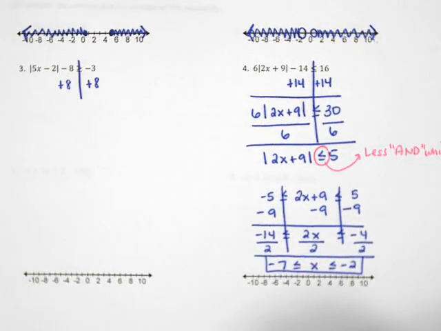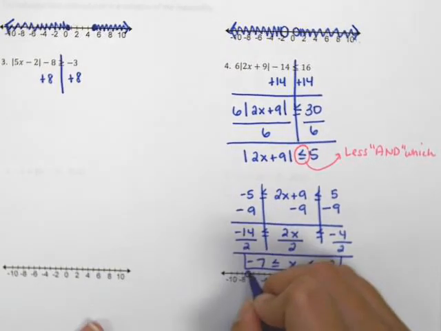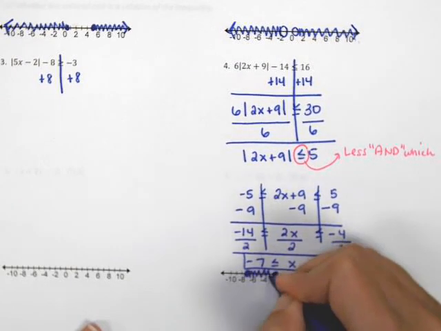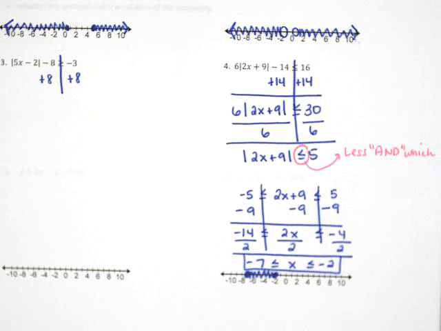Now from here, I'm going to put a closed circle on the negative 7, a closed circle on the negative 2, and I'm going to shade in between. We're going to go ahead and stop there.